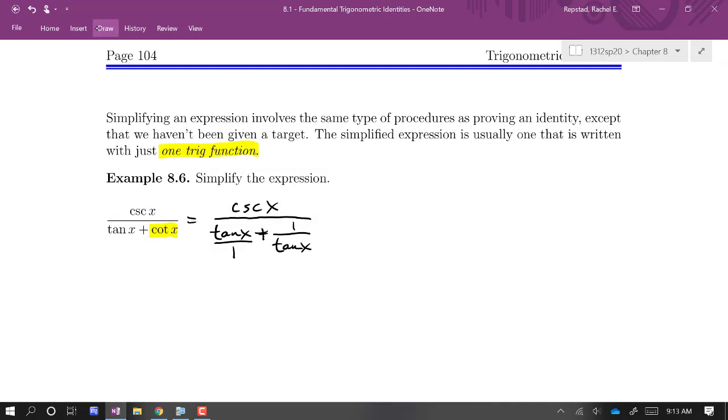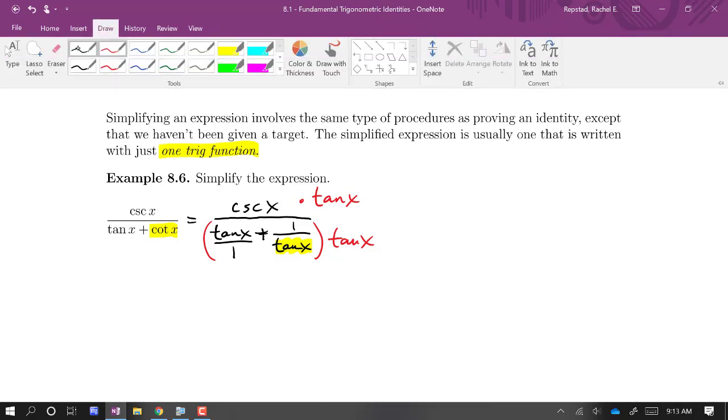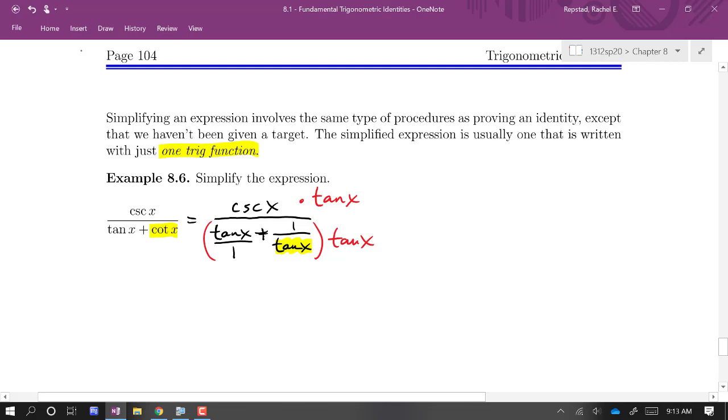So what I'm going to do is figure out the LCD of all these fractions that I see. And it's just tan x, right? In fact, there's only one fraction inside this fraction. So my LCD is tan x, and I'm going to multiply the top and the bottom of the big fraction by tan x. That's not the only way you could proceed. You could look at the bottom, get a common denominator and add those fractions first. Kind of like the two techniques we had when working with complex fractions back in the first chapter, when we were doing factoring and algebraic fractions.